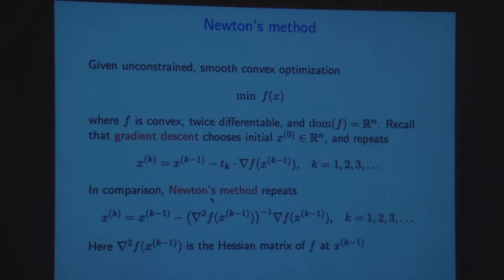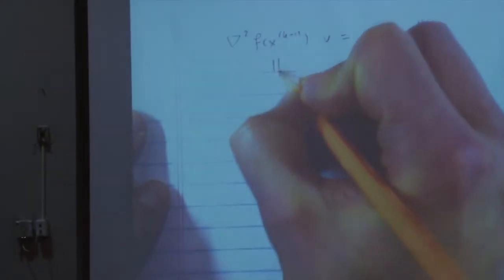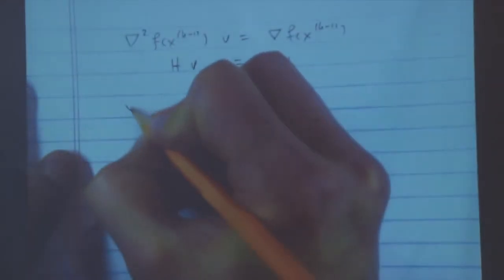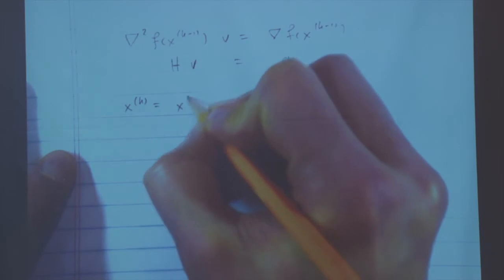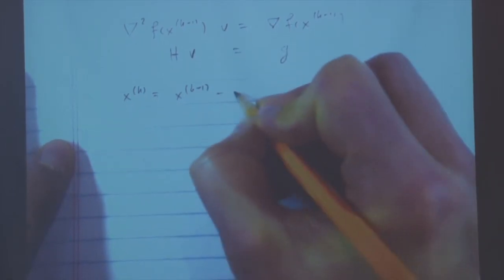Notice that the way I've defined Newton's method here, there's no notion of a step size. It's sometimes called pure Newton's method. We're just taking a full step in that direction. Right, so we solve a linear system like this, which you might think of as H times v equals g, right, for the Hessian and the gradient vector. And then we'll just update according to x_k equals x_{k-1} minus v.